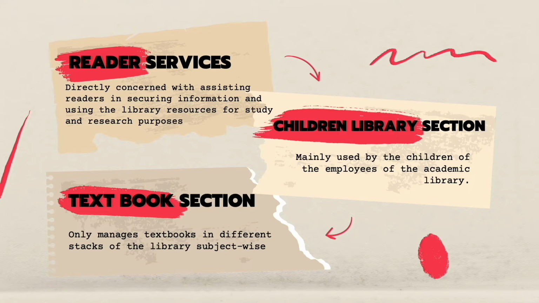Children Library section is mainly used by the children of the employees of the academic library. Textbook section only manages textbooks in different stacks of the library, subject-wise. Here are some of the examples.